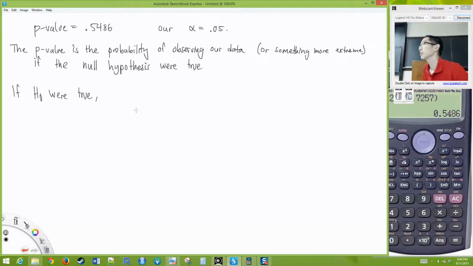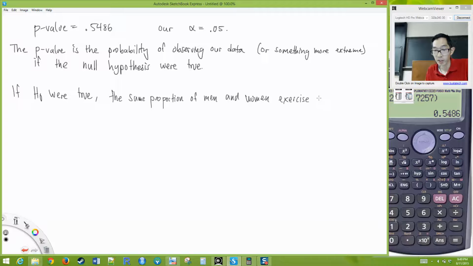what was the null hypothesis in our problem again? It was P1 equal to P2. And what were P1 and P2 representative of? Yeah, the proportion of men and women who exercise regularly. Okay, so if the null hypothesis were true, the same proportion of men and women exercise regularly.